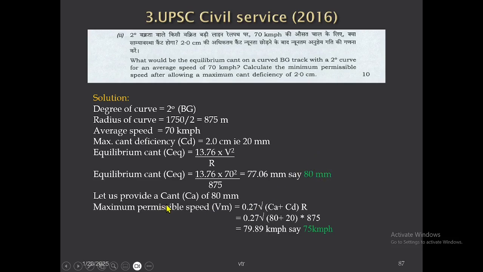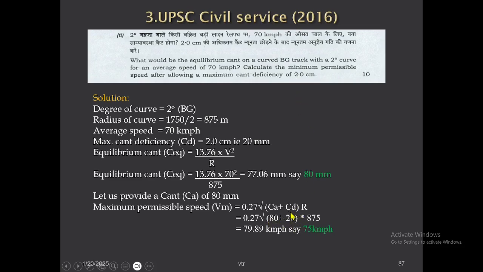Then let's say we provide 80 mm cant, and find the maximum permissible speed. So the equilibrium cant is this much, and we are providing this much superelevation, and the cant deficiency in the problem is given as 2 cm, that's 20 mm.